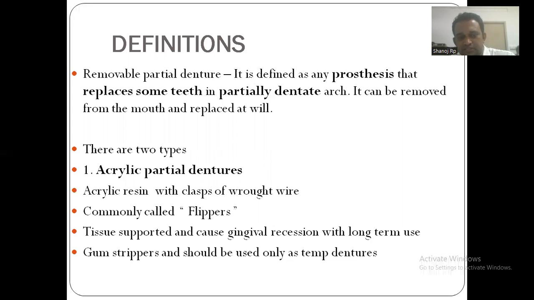An acrylic partial denture is basically made up of acrylic resin with clasps of wrought wire. They are commonly called flippers. They are basically tissue supported, and they cause gingival recession in long-term use. That is why they cannot be used for a long term, and they should be replaced by more definite prostheses like a cast partial denture. They are also called gum strippers because they strip the gum. So basically, after a limited period of time or after the intended time, this has to be replaced by a cast partial denture.